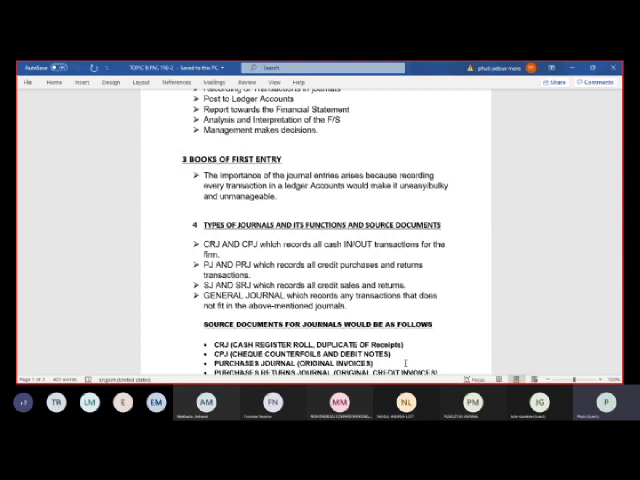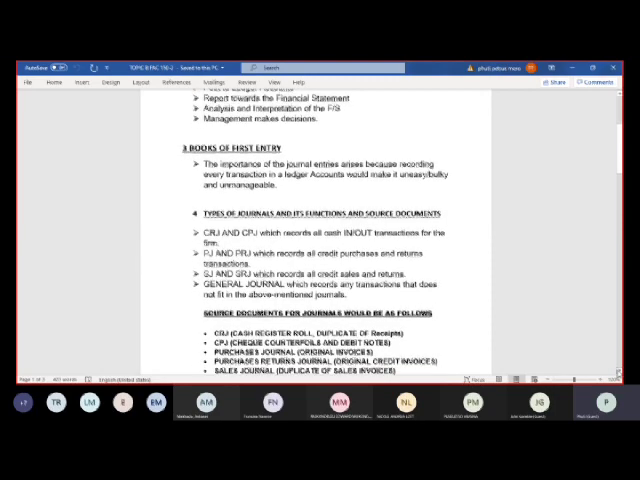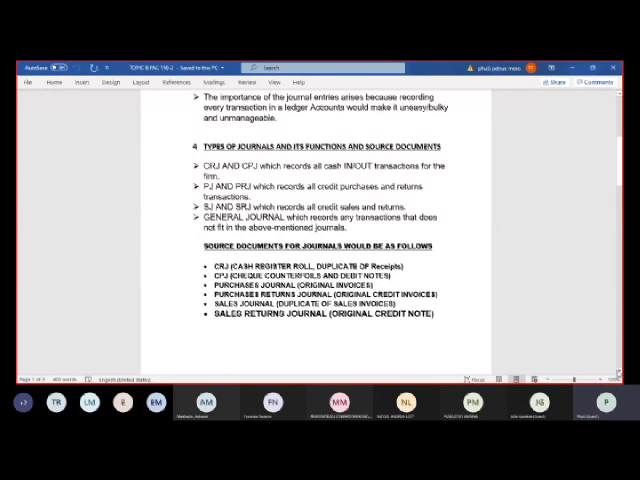The general journal records any transaction that does not fit in the above-mentioned journals. Transactions like your credit losses or assets would usually go through your general journal. I think you'll see that in the examples that we have. Underneath, we've got the source documents for your journals, as follows. For the CRJ, the source document is mainly your cash register roll or the duplicate of the receipt. The CPJ normally uses your cheque counterfoils and debit notes.